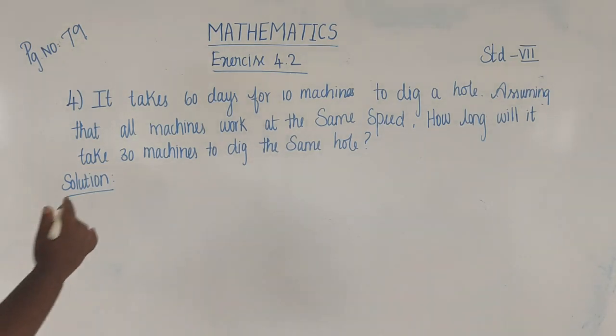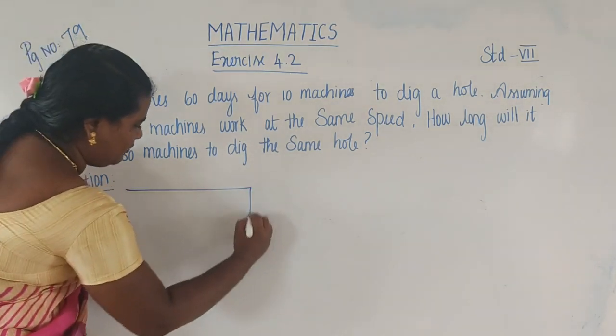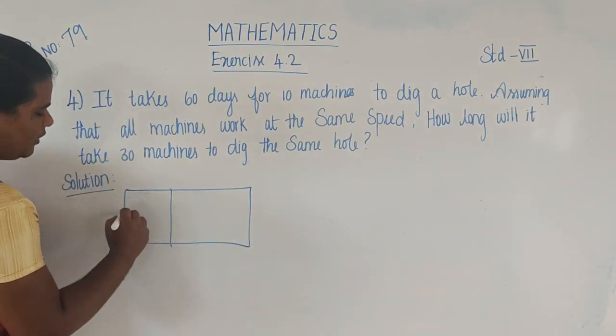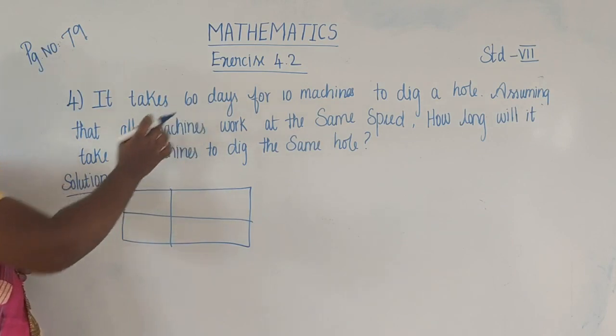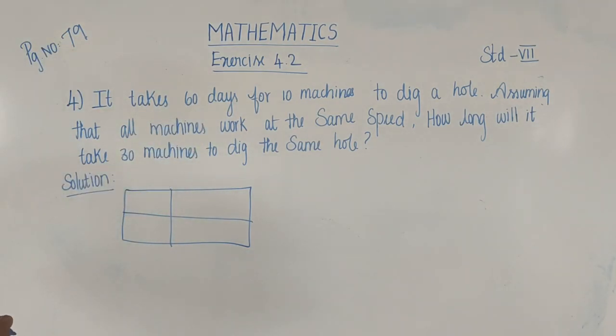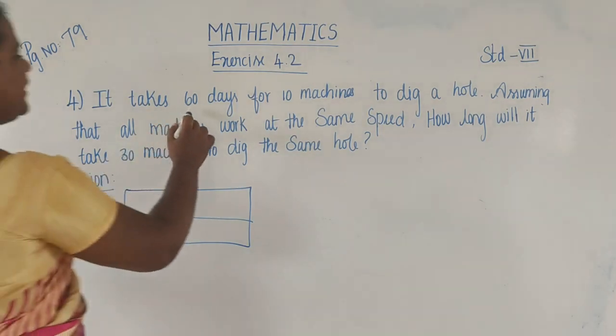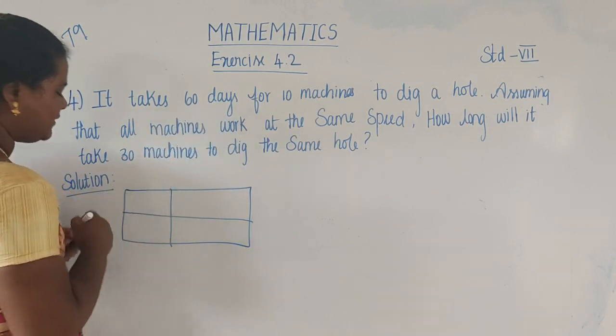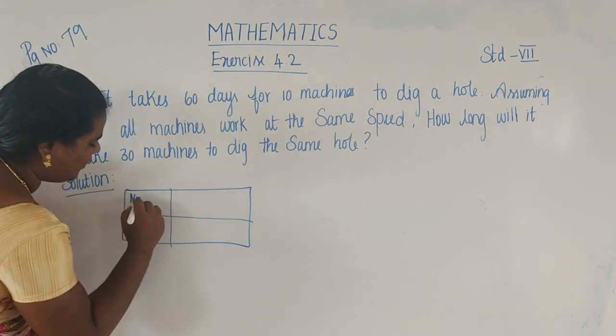So first we draw a table. So first one is number of machines and number of days. It takes 16 days for 10 machines. So first row is number of days.